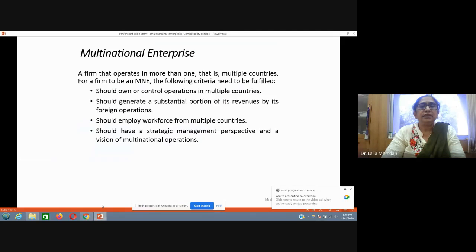They should generate a substantial portion of revenue from the foreign operations. They should employ workforce from multiple countries. So workforce also cannot be from a single country. They should have a strategic management perspective and a vision of multinational operations.